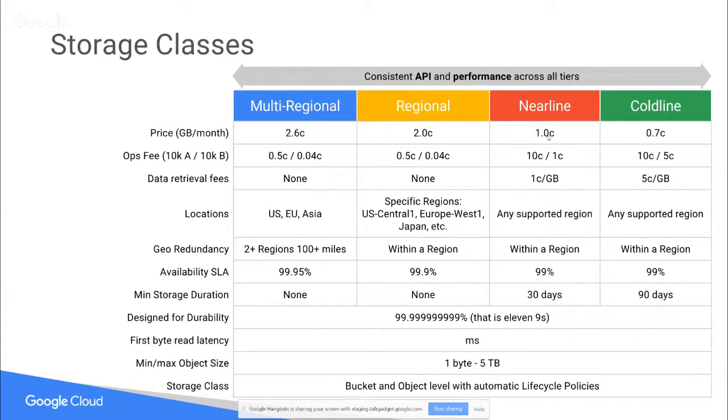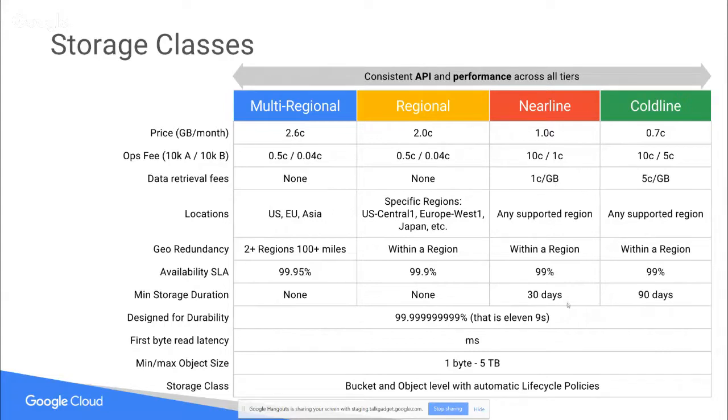Nearline has lower cost than regional. It is exactly half the cost, 1 cent per gigabyte per month. But unlike regional and multi-regional, with nearline and coldline you also have data retrieval fees. So what that means is that nearline is usually a good choice when you expect to not access your data more than once a month because of the data retrieval fees.